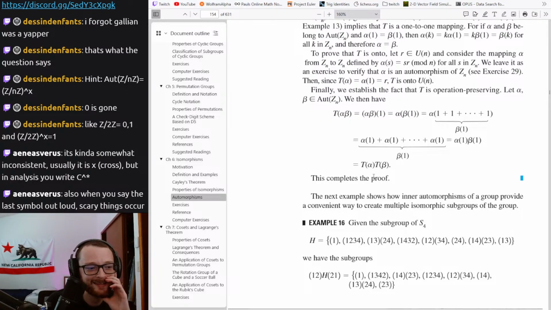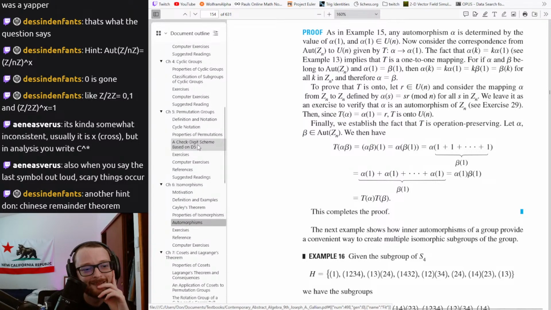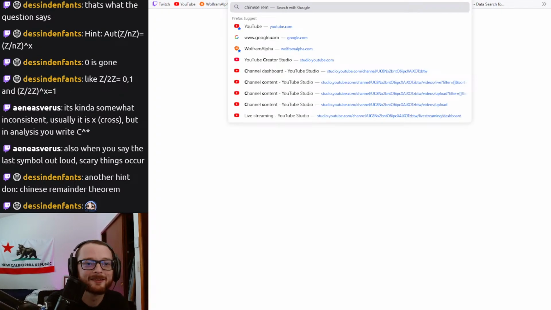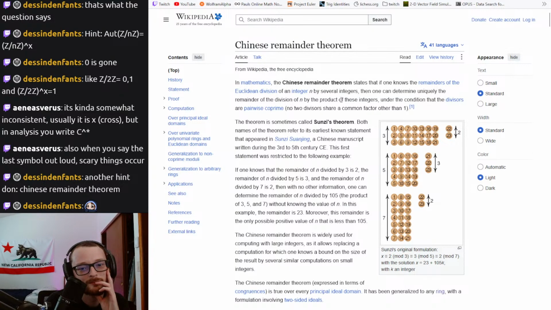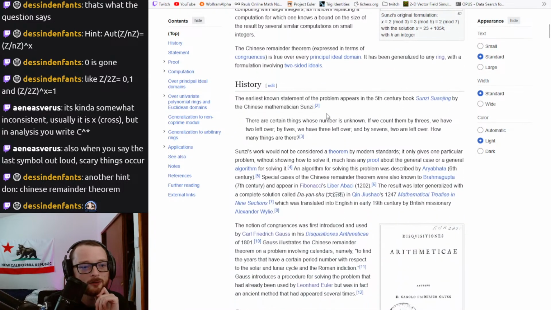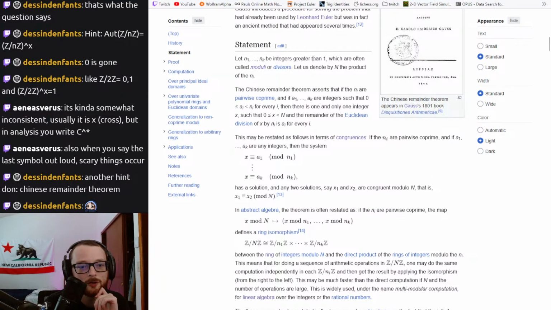C asterisk? Chinese remainder theorem? Oh. Ugh. It's been too long since I've used that. If one knows the remainders of Euclidean division of an integer n by several integers, one can determine uniquely the remainder of the division of n by the product of those integers. I do not know what that means.